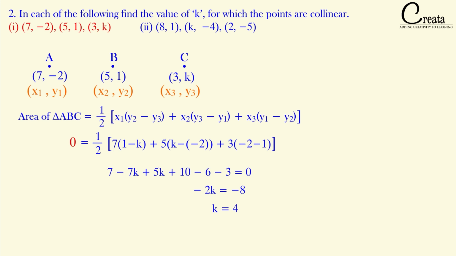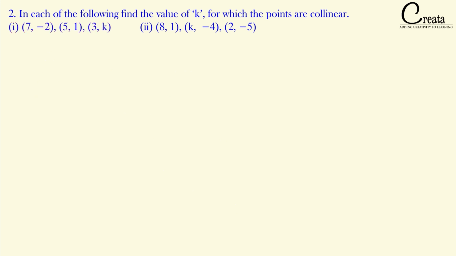What we have done, we have just equated the area of the triangle with 0, as these 3 points are collinear. Similarly, in part 2, again the 3 new points are given and again these 3 points are collinear. So again we can say the area of the triangle formed by these 3 collinear points will be equal to 0. So let's use the formula of area of the triangle.